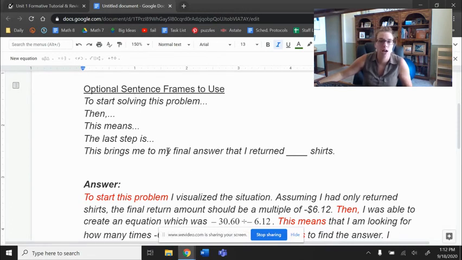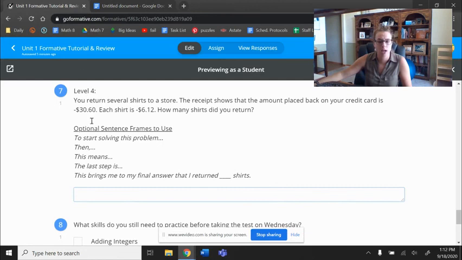So that's a little demo on how you can use the sentence frames, and I'm going to do my best to always give you those sentence frames if I ask you to write and explain your explanation in full sentences on an assessment. So go ahead and give it a try. Enter your response in here.